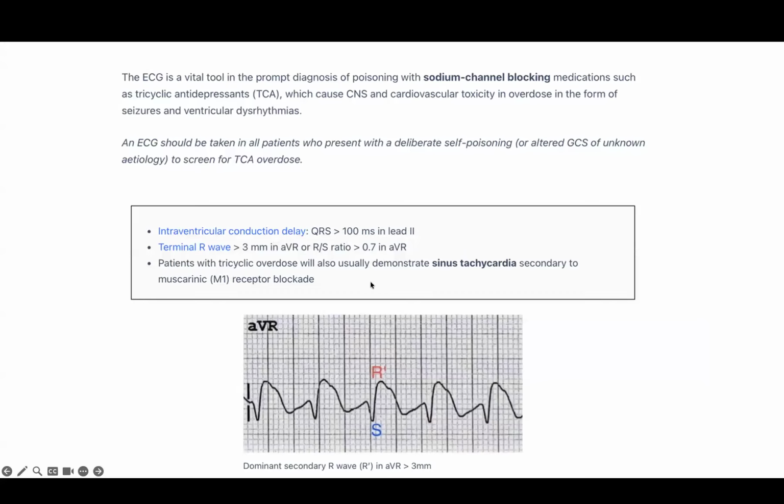So here you can see there is an intraventricular conduction delay. The QRS was more than 100, so you told that correctly. Then there is sinus tachycardia because of anticholinergic effect, that is muscarinic M1 receptor blockade, and terminal R wave more than 3 mm in AVR or R/S ratio more than 0.7 in AVR. This is one other thing that you need to keep in mind. All right. So it is a TCA overdose.